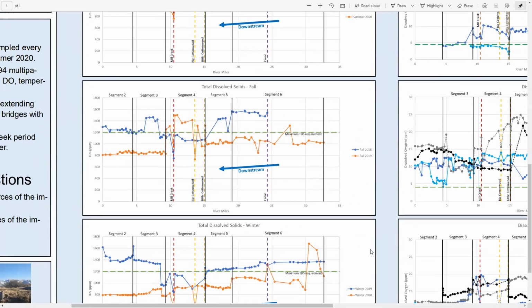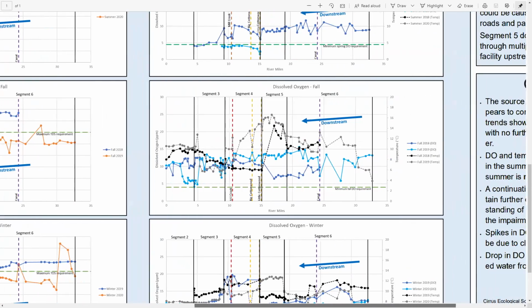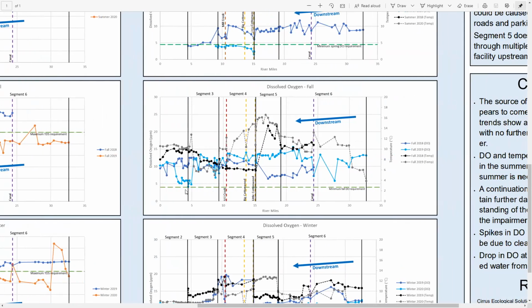Moving on to our fall data. So 46 samples for fall indicate TDS levels above the maximum. TDS does show a decreasing trend downstream with similar spikes located in segments 4 to 6 and drops in concentration at the tributaries. For dissolved oxygen and temperature, we have the data showing that there were no samples reported below the minimum. An increase in DO, however, was noted as an overall trend downstream.